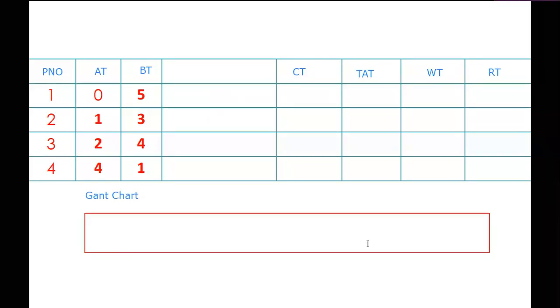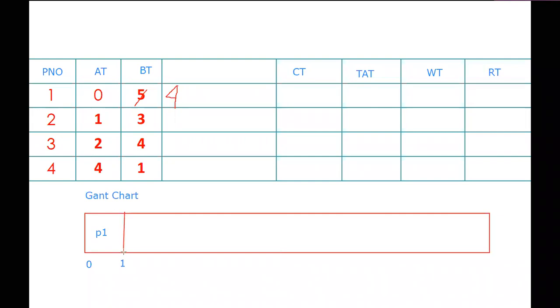So anyway, this will be our Gantt chart. Let's start with time 0. At time 0, there is only one process, process 1. Remember, we will allocate the CPU for 1 second at a time. If we allocate process 1 for 1 second, the remaining time will be 4. So this is the first entry in our Gantt chart: for 1 second we have allocated the CPU to process 1. So we are done with this one.